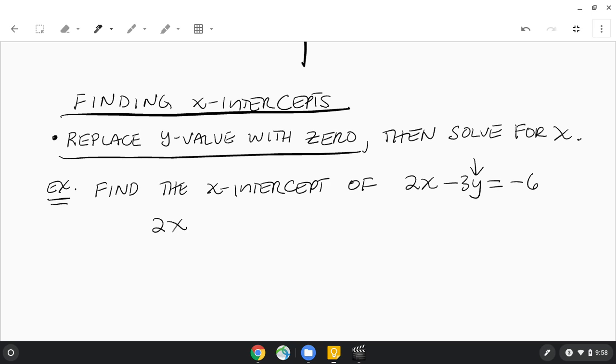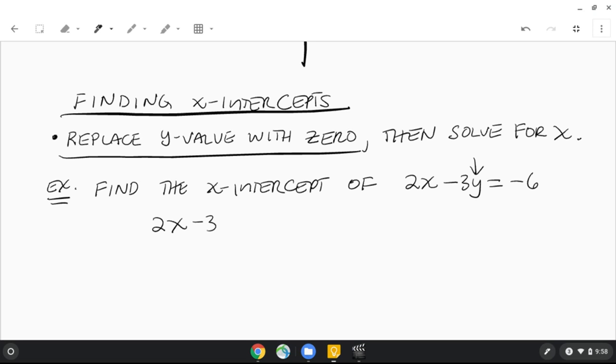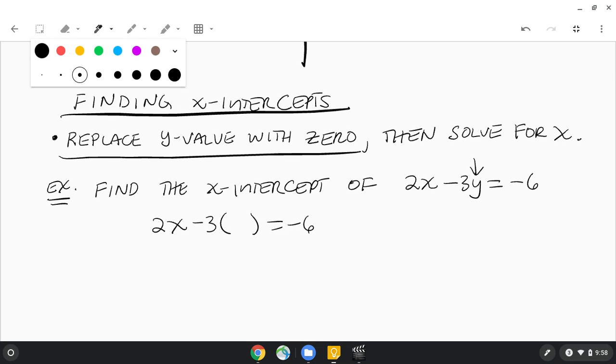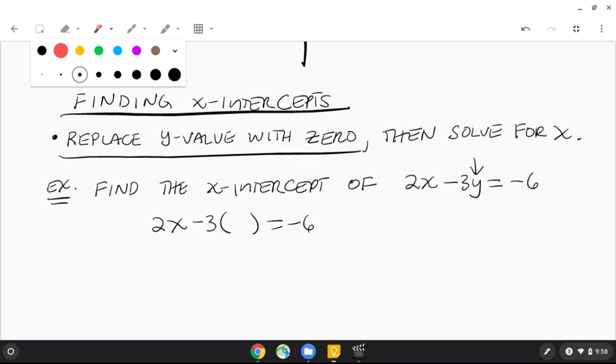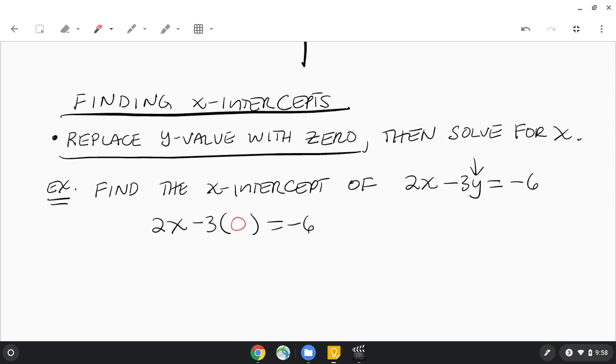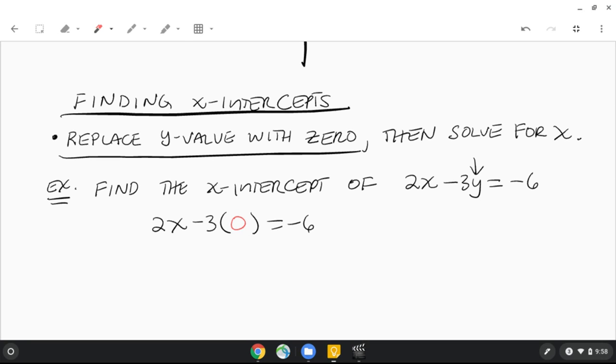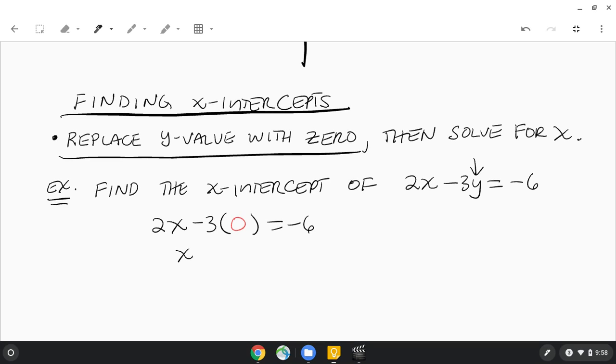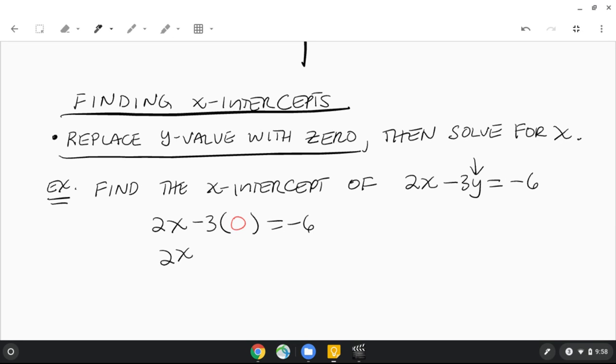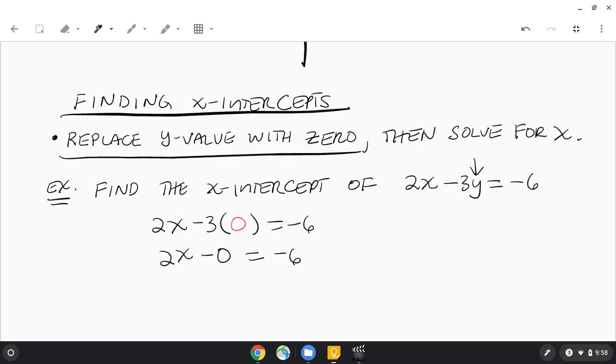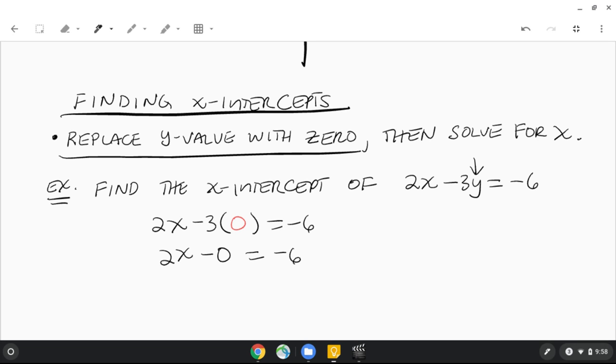So I'm going to write 2x minus 3 times 0. So I'm replacing that y with a 0. Now I can go ahead and solve for x. So I get 2x. 3 times 0 is just going to be 0. So 2x minus 0 equals -6. 2x minus 0 is just 2x.